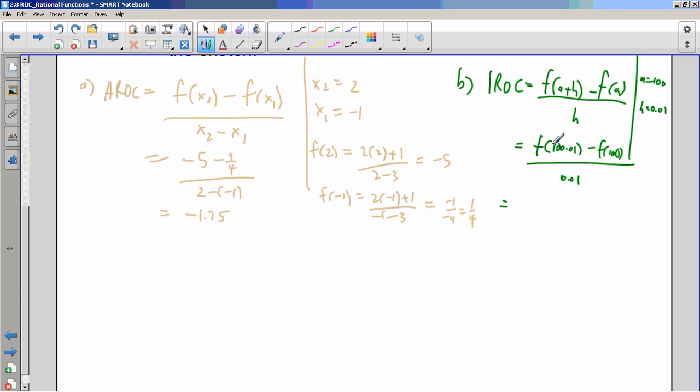So f at 100.01 is going to be 2 times 100.01 plus 1 all over 100.01 minus 3. That's f at that. Subtract f at 100.